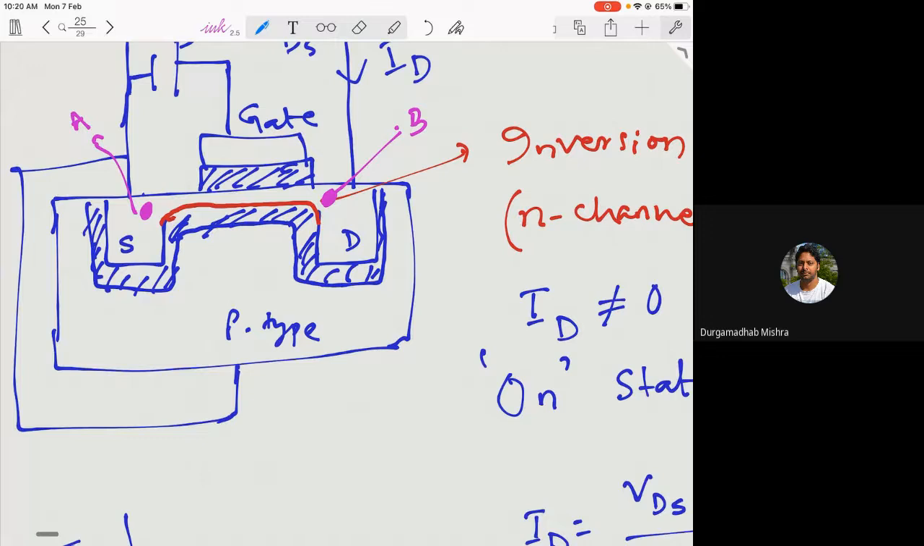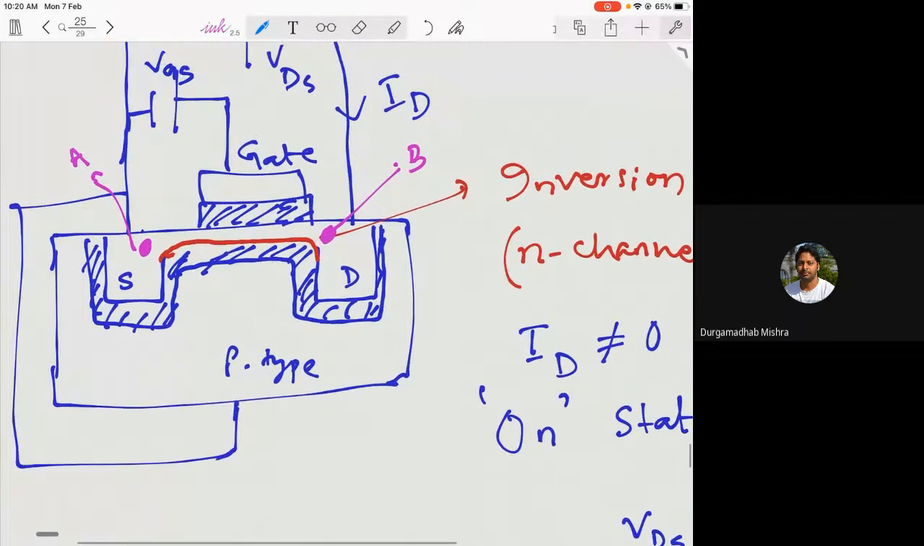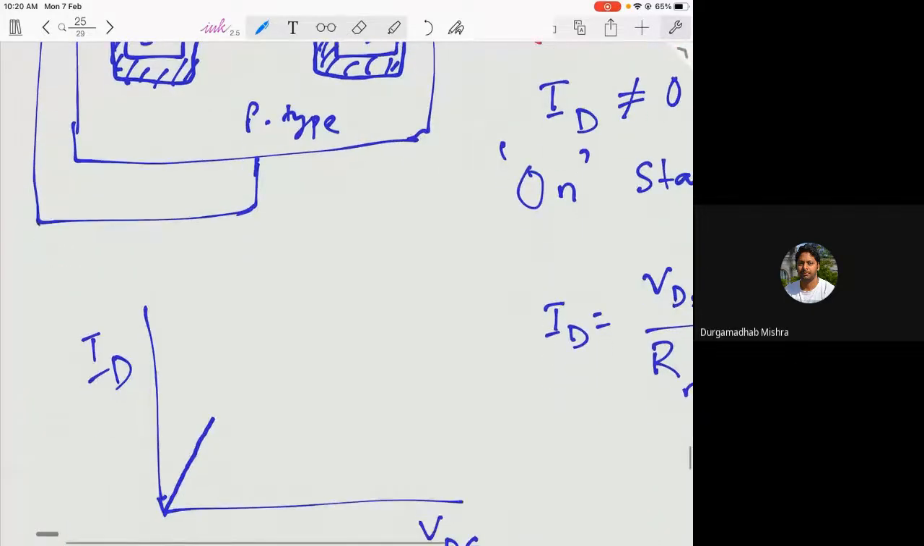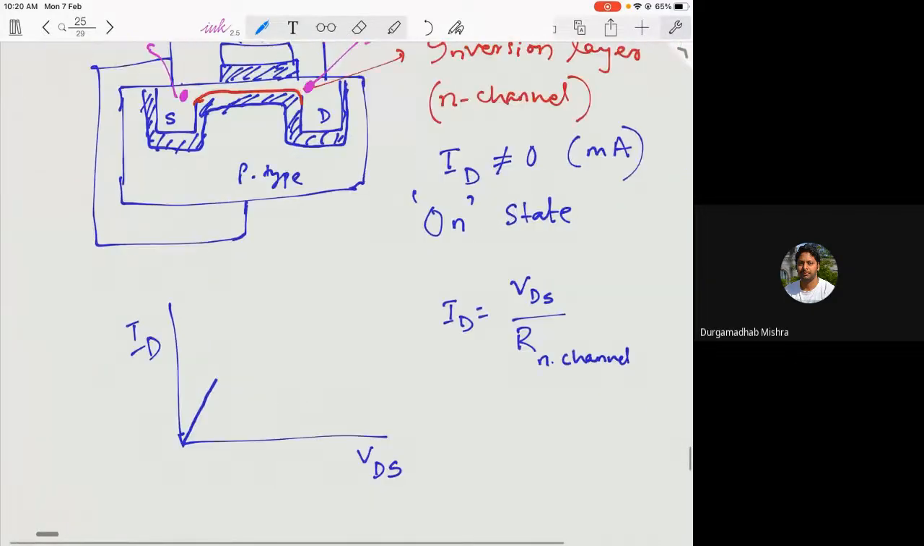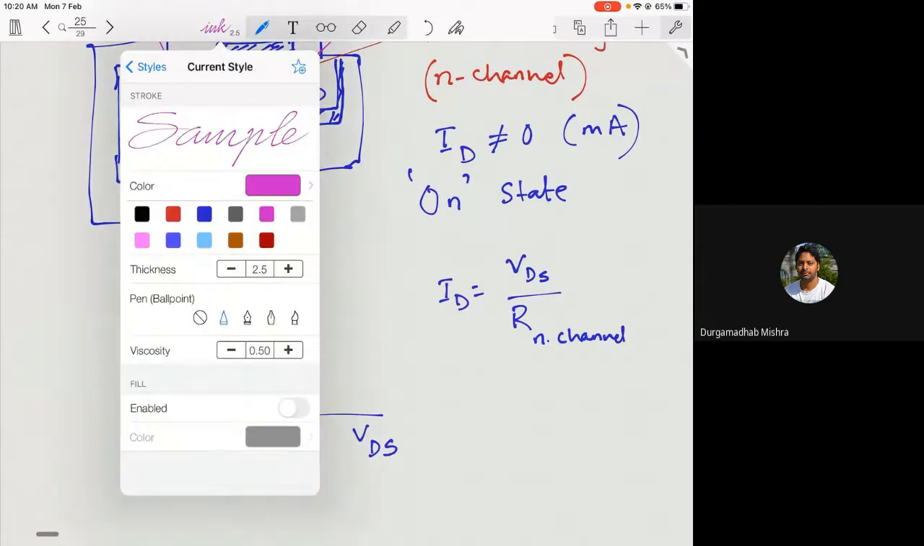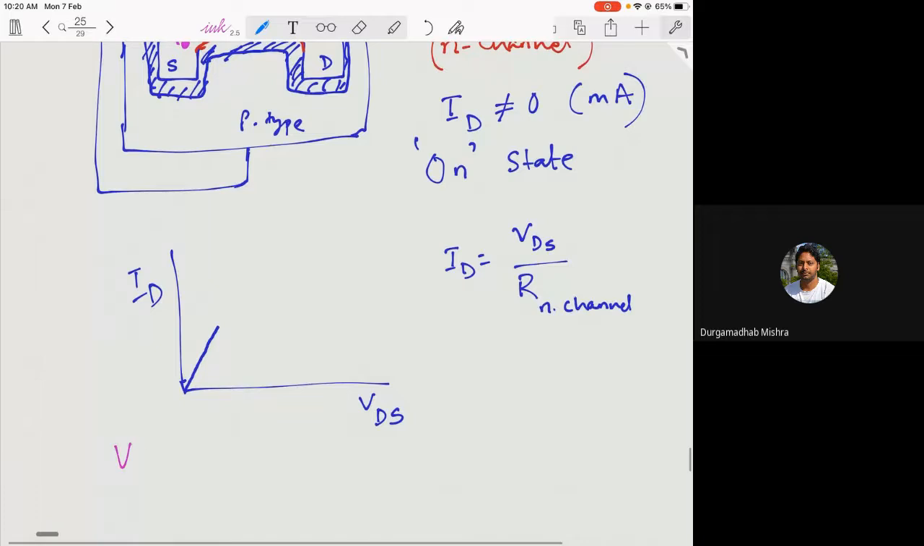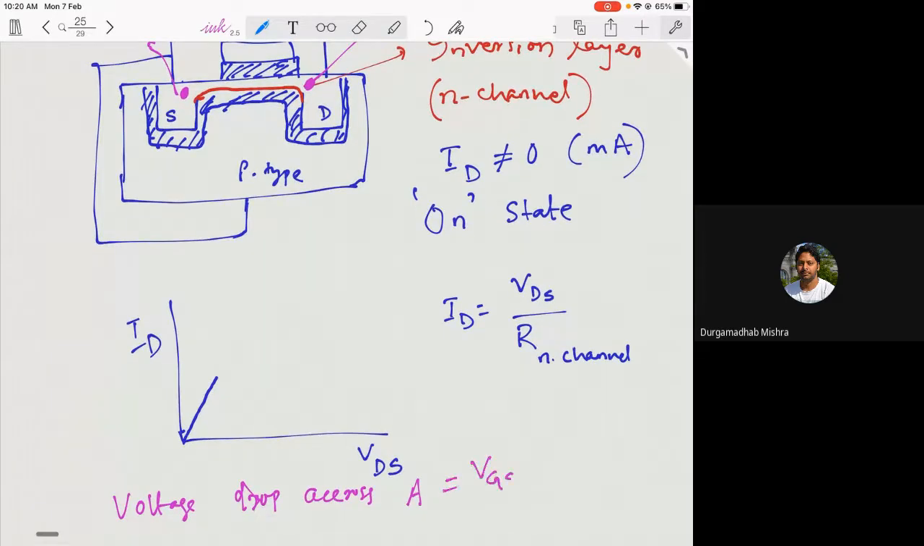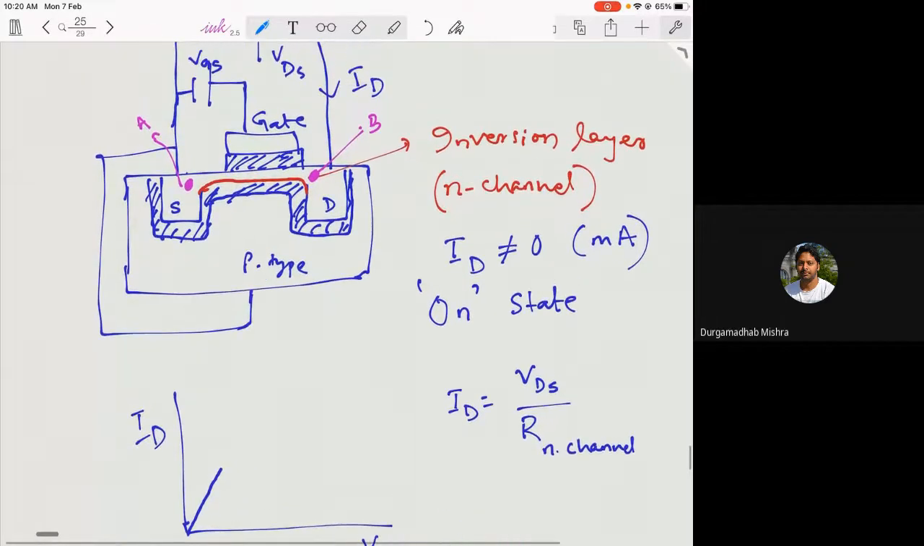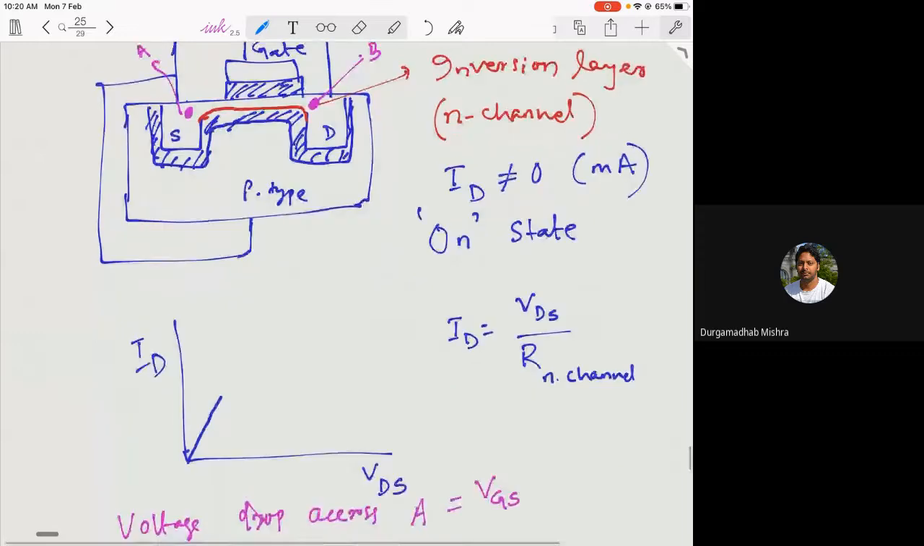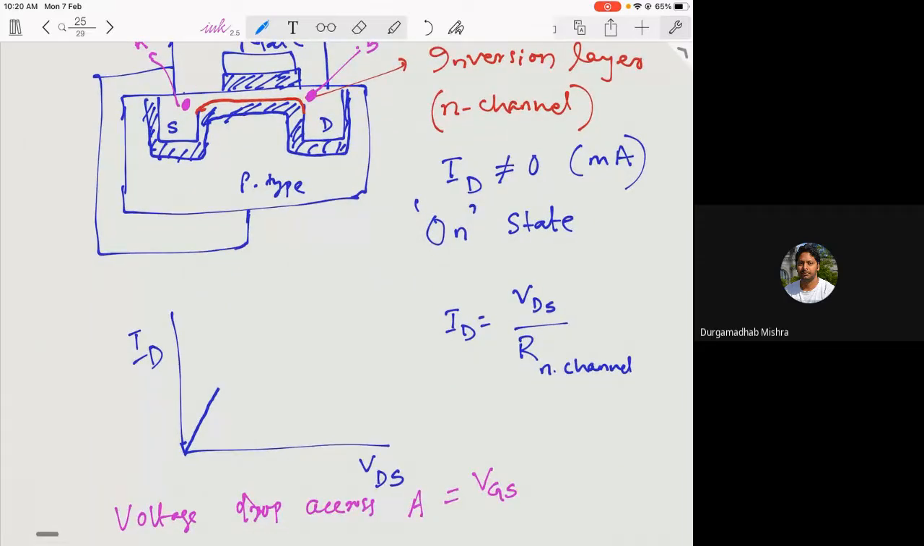What is the voltage drop across A? The voltage drop across point A is always VGS, right? Because it is between your source and the gate, so the voltage drop will always be VGS. That remains constant. Once you are above the threshold voltage, this VGS is not changing.